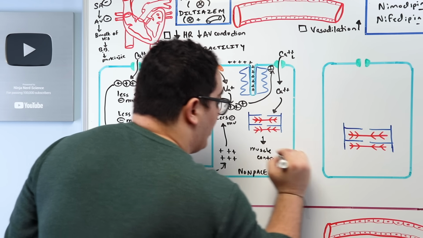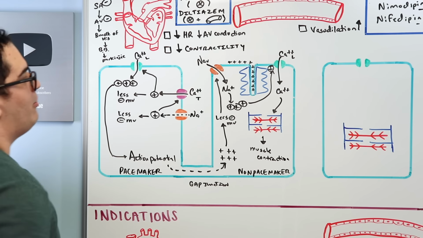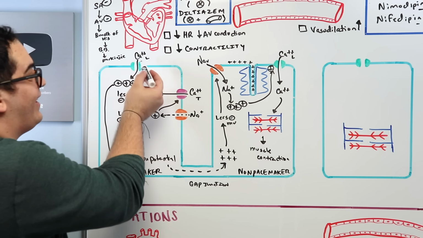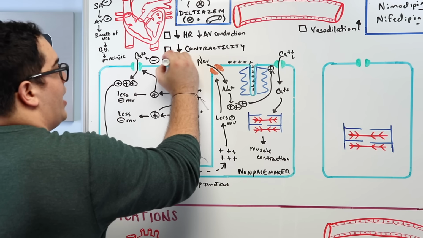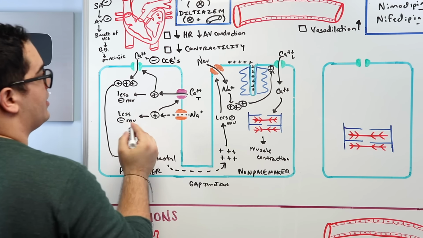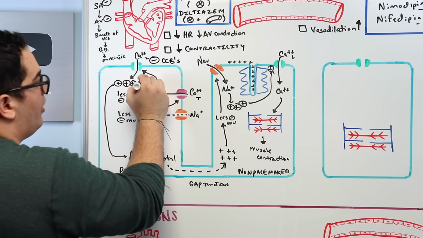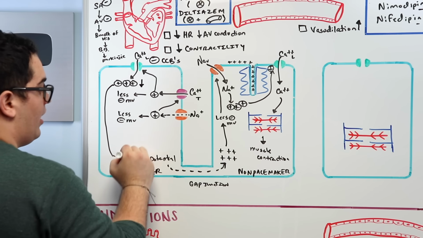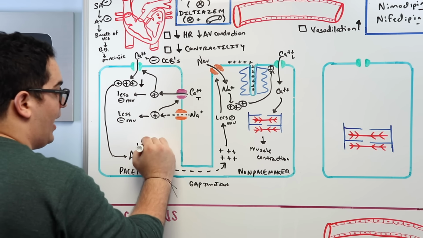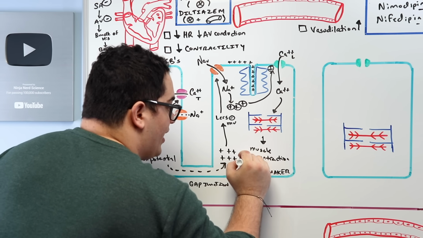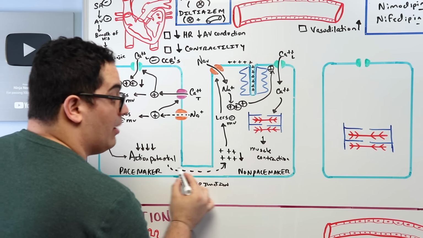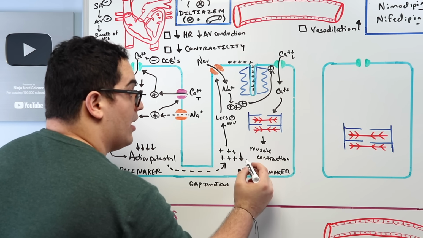Now, follow with me. Ready? Calcium channel blockers, what do they do? They block the L-type calcium channels. If I block the L-type calcium channels using my calcium channel blockers, calcium can't come in. There's less positive charge in the cell, and there is a decrease in the action potentials. That means fewer positive ions are getting shunted through gap junctions into pacemaker cells and non-pacemaker cells.